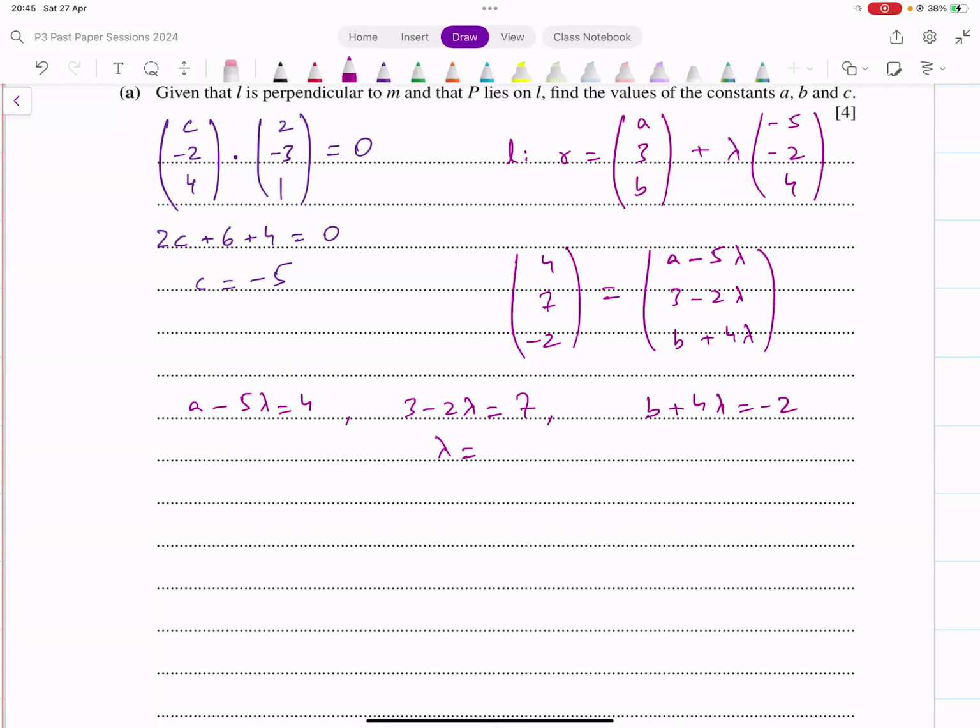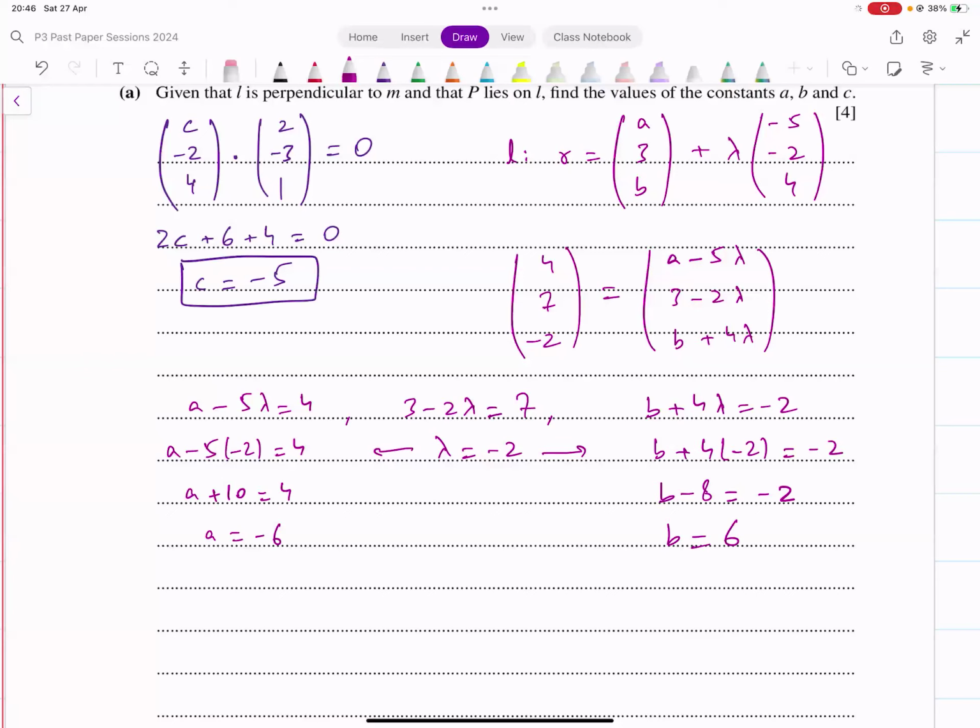Let's find the value of lambda from the middle one, because there we only have one unknown, that's lambda. Lambda turns out to be minus 4 over 2, which is minus 2. Put that value of lambda in the other two, and that will give you the values of a and b. a minus 5 into minus 2 equals 4, so a plus 10 equals 4. That means a equals minus 6. In the other equation, b plus 4 into minus 2 equals minus 2, so b minus 8 equals minus 2, and b turns out to be plus 6. So a equals minus 6, b equals 6, and c equals minus 5. These were the three values we were looking for.